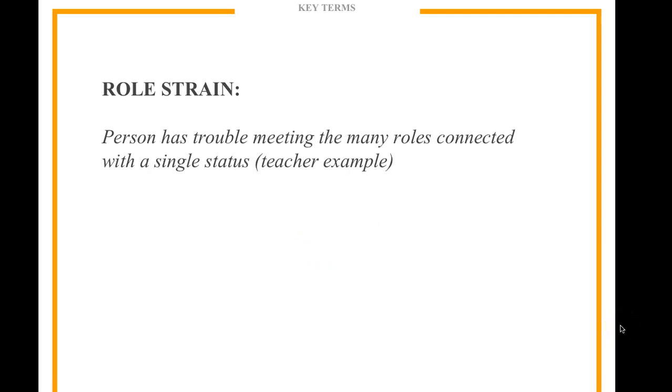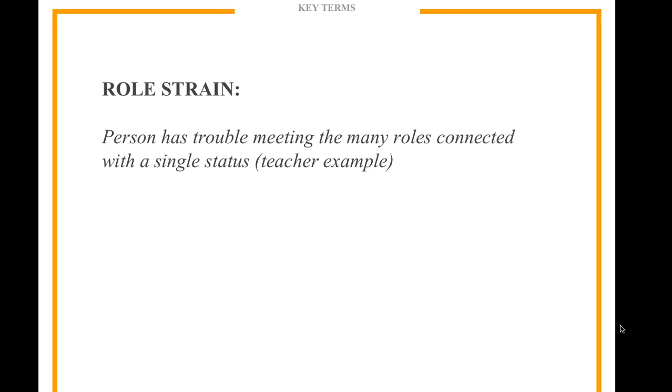Role strain is different. That's where you just have one status. So using the example in parentheses there, let's say I'm going to have an observation. Mr. Zenner is going to be in to observe a lesson, so I have to spend a lot of time making sure that lesson is ready. At the same time, I've got a whole pile of tests that I have to grade. And let's say there's a meeting with a student in the morning before school. So I have all these different roles, and it's taking up a lot of my time, but it's still involving only one status, my status as a teacher.